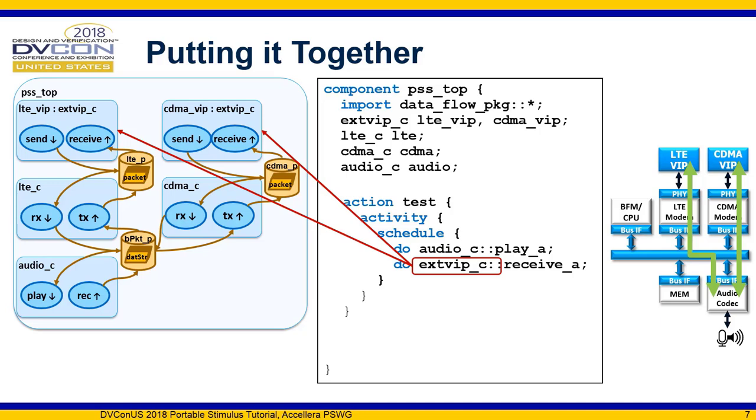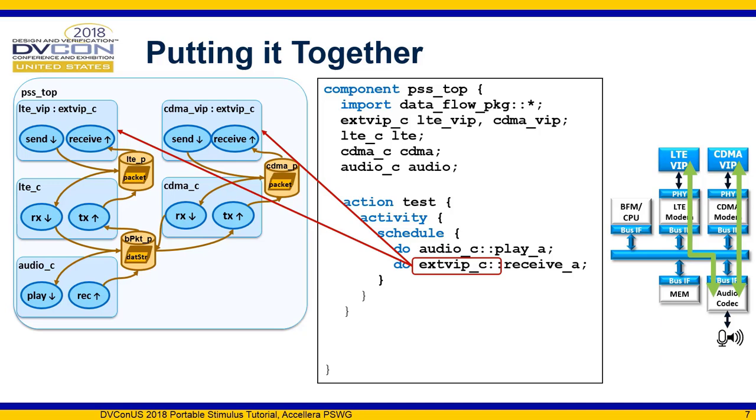But both the VIPs have the same type. So the tool is free to pick either one of those. Any instance of that type, it can go pick. So we had one instance for the LTE and one instance for the CDMA, and the tool can randomize between them and say, okay, I want to do a receive on the VIP from either of those protocols, and that in turn will cause them to get to the right modem and then pull something from the audio to get that going.